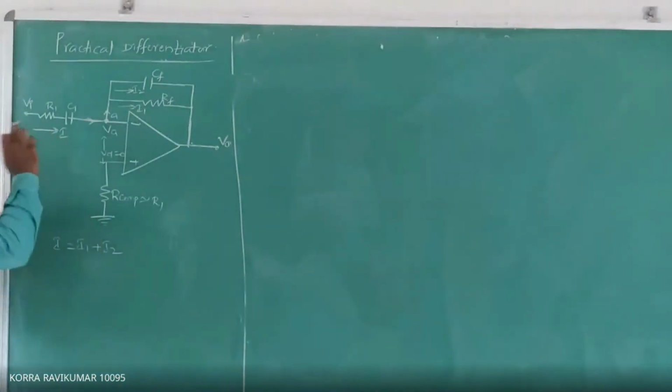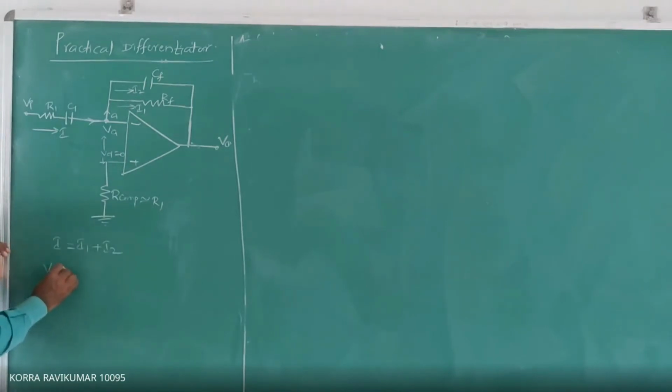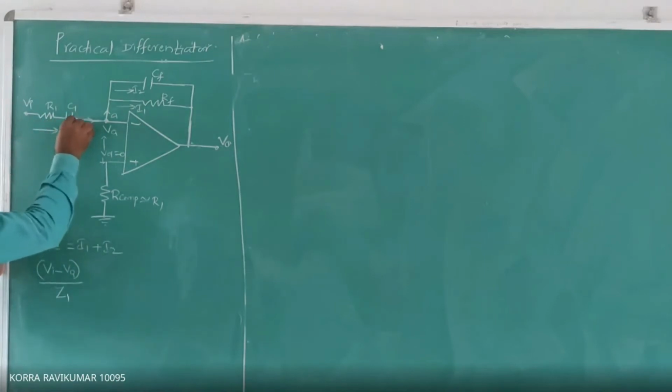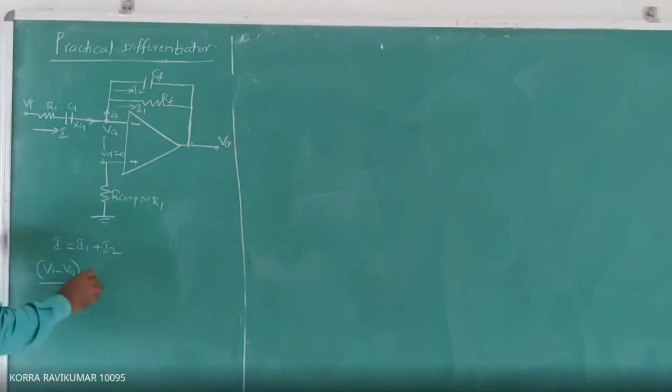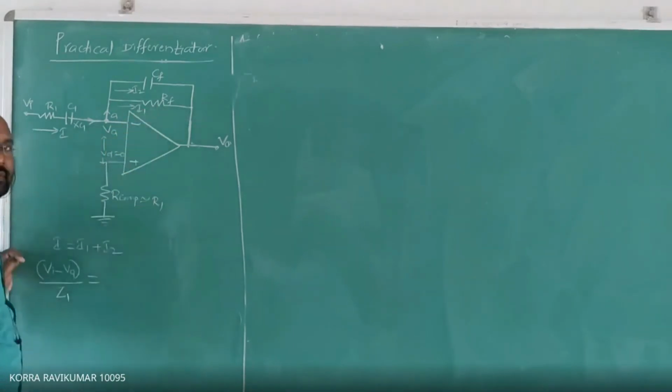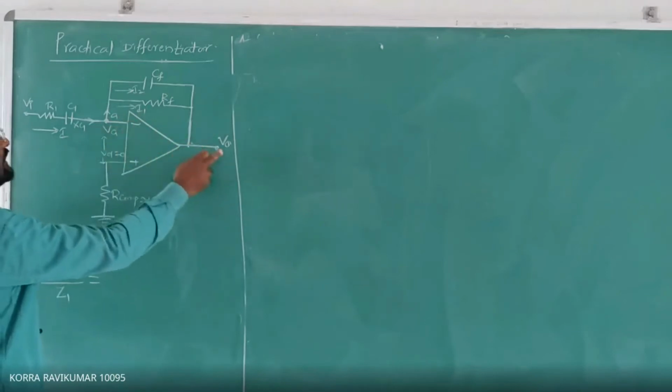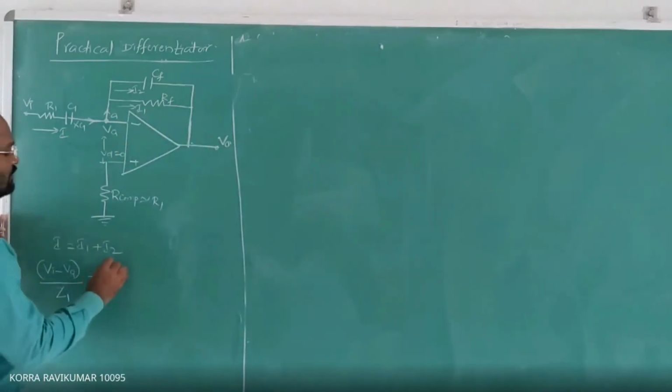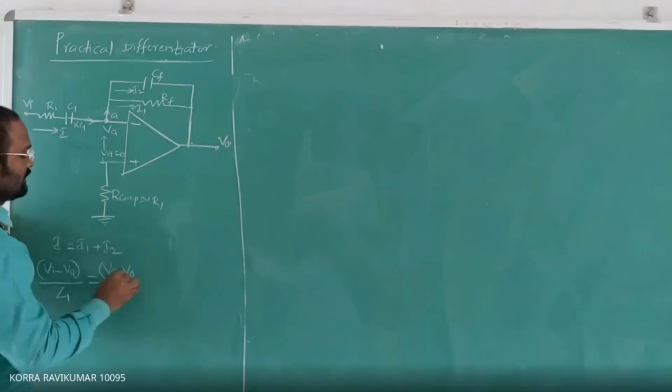So see here. First write the expression for I. I is equal to VI minus VA divided by Z1, where Z1 is the input impedance, which is equal to R1 plus XC1. I'll explain it. Which is equal to I1. I1 is the current flowing through the feedback resistor. That is VA minus V0 by RF.